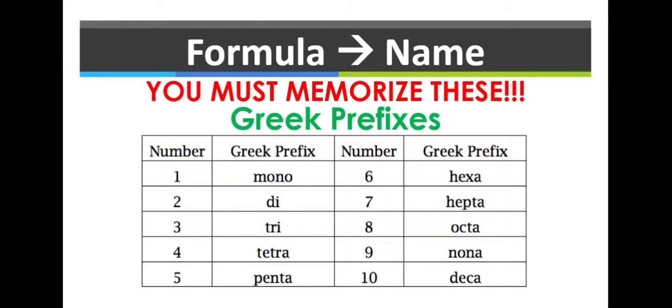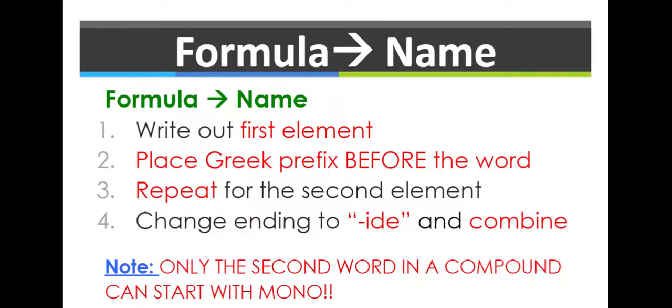So to actually name them, you're going to write out the first element, like fully write it out. Then you'll place the Greek prefix before the word. And then you just repeat that same process for the second element. You change the ending of the second element to IDE, and then you combine them into a name. Important note, only the second element in a compound can start with mono. The first element can never have the word mono in front of it, even if there is only one of that element.